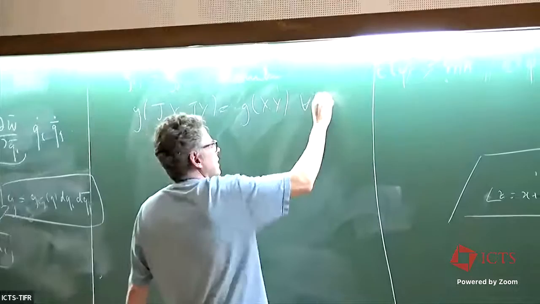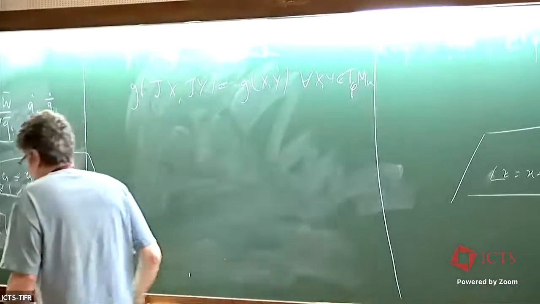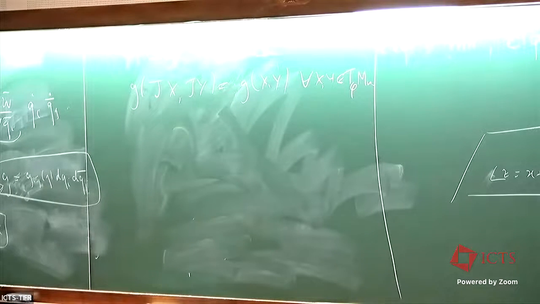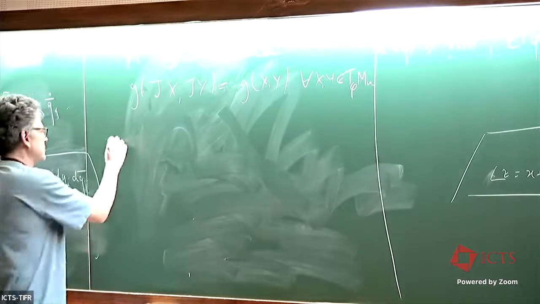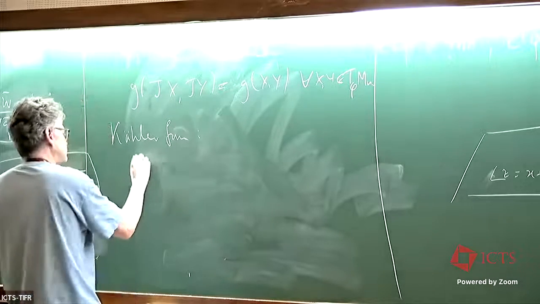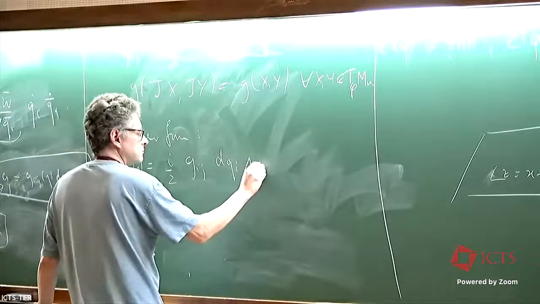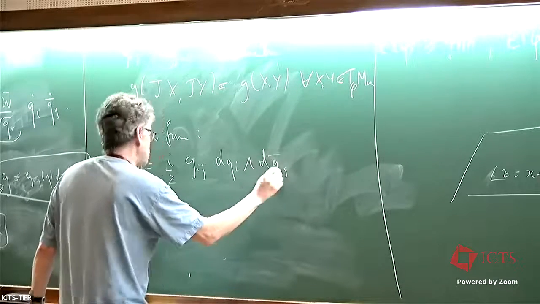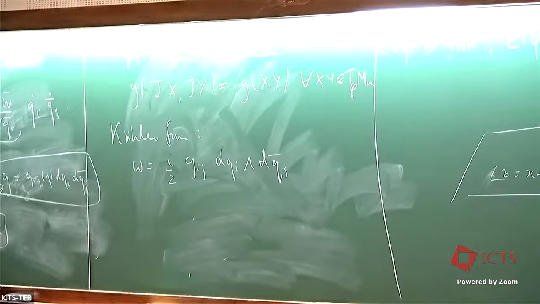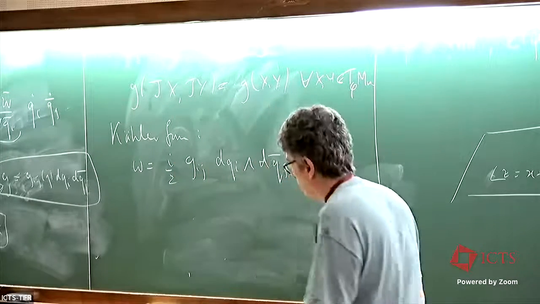So for all x and y tangent. In that situation, there's a naturally associated two form associated with the metric called the Kähler form. Okay, and it turns out that it's not hard to show, at least formally, that this Kähler form is closed in this example. Why does that follow?